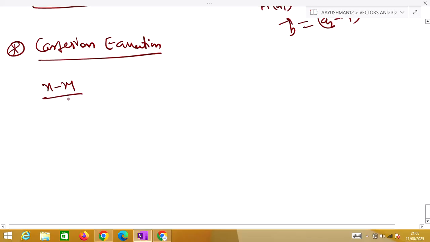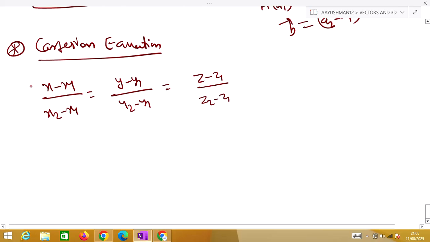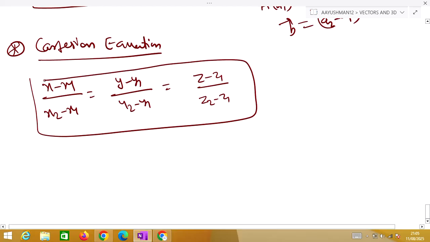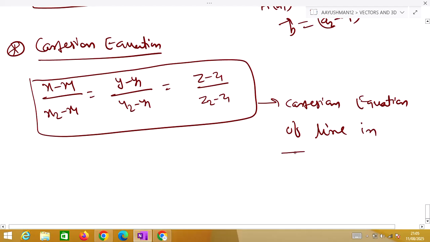And when we want to write the Cartesian equation, the upper part you can keep the same, that is (x minus x1) by a. Now in place of a we will write x2 minus x1, (y minus y1) by b, in place of b we write y2 minus y1, and (z minus z1) by c, in place of c it will be z2 minus z1. So this will be our Cartesian equation of line in the 2-point form.